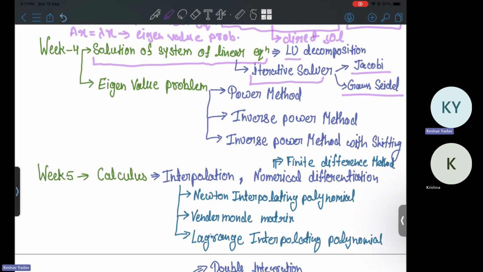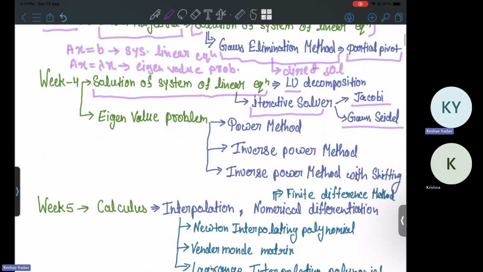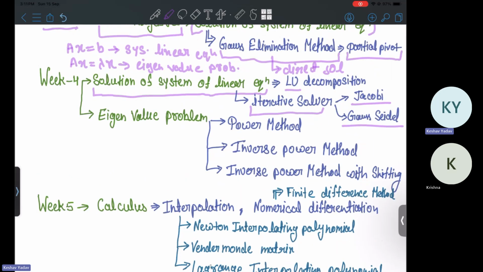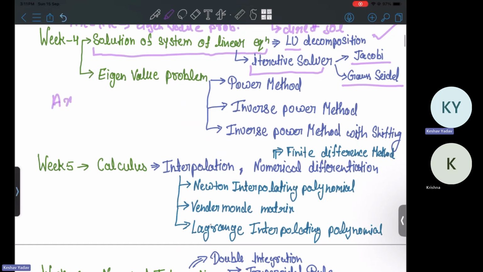Then we saw systems of non-linear equations, and how to solve them. There we applied the Newton-Raphson method to convert a system of non-linear equations into a series of systems of linear equations. That series can be solved using any linear solver, like a direct solver, Gauss elimination, or LU decomposition method, or using an iterative solver like Jacobi and Gauss-Seidel. Then we moved towards the eigenvalue problem, the Ax equal to lambda x type of problem.